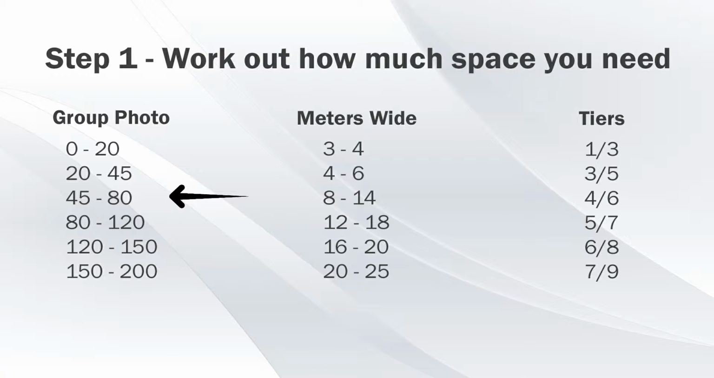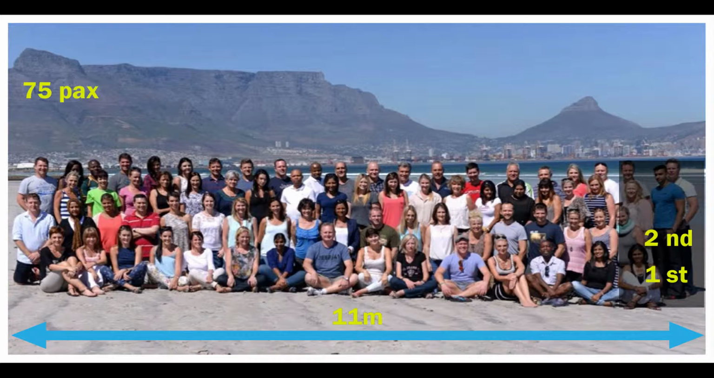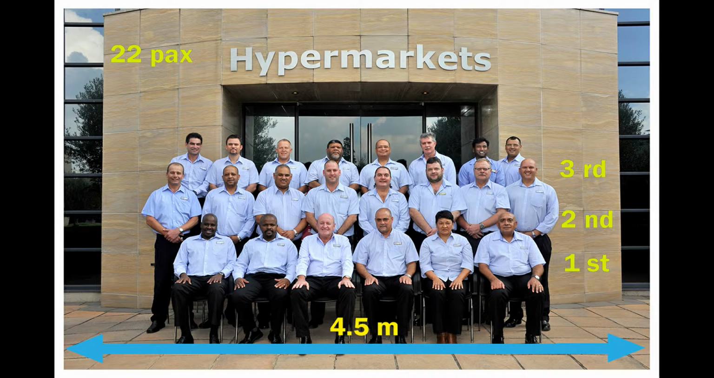For example, if your group photo is 60 people, you will need between 8 and 14 meters wide and 4 to 6 tiers. In this image, there are 75 people who have used approximately 11 meters wide and 4 tiers, sitting, kneeling, shorter standing and taller standing. Here, 22 people needed 4.5 meters wide and 3 tiers to compose the group.